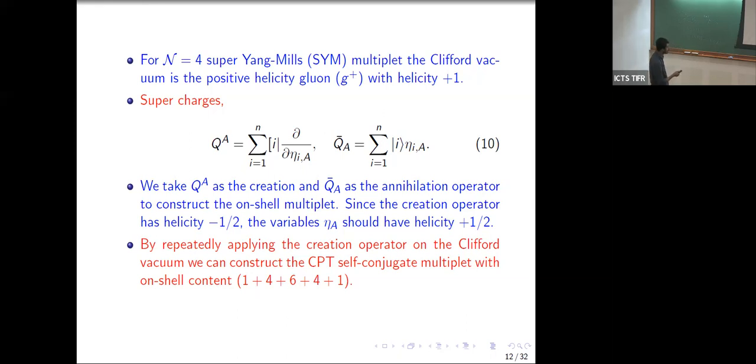So these 6 are the scalars, these 4 are the negative helicity gluinos, and these are the positive helicity ones, and these are the negative helicity gluinos, and this last one is the negative helicity gluon.